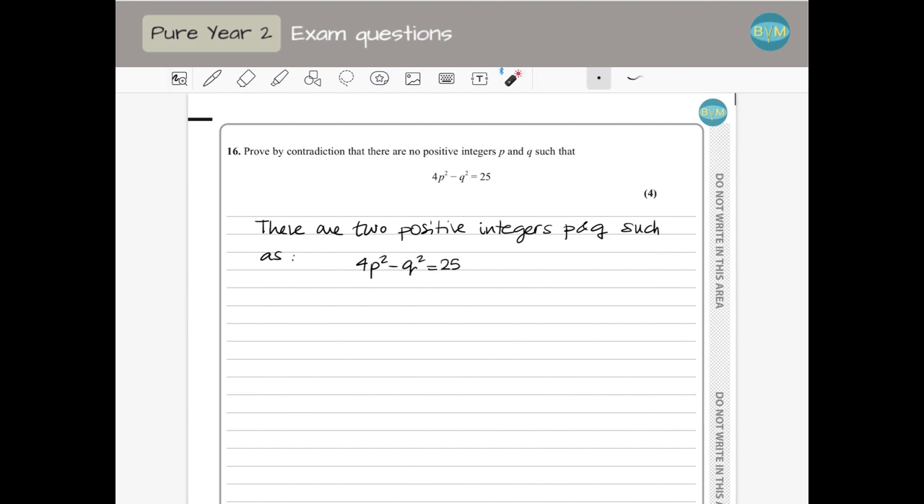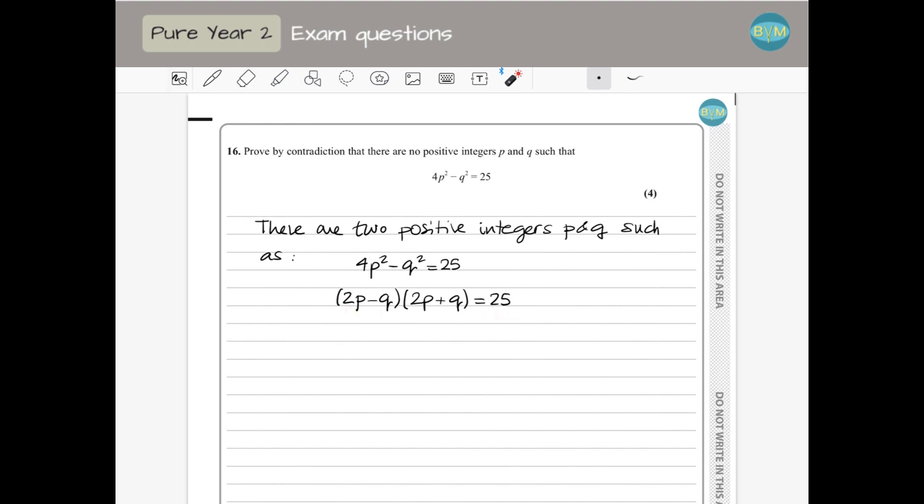And now from here, we have to deduce that this is not possible. We just use algebra or logic to deduce that that cannot be possible. When we have an expression like this, if you have something squared minus something squared, I always try to use the difference of two squares to factorize it. So if we factorize this expression, it is 2p minus q times 2p plus q. And now it looks easier because we have two factors that multiplied together are 25.